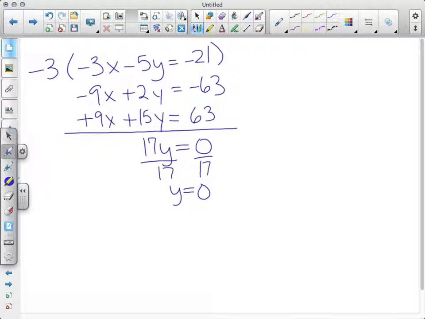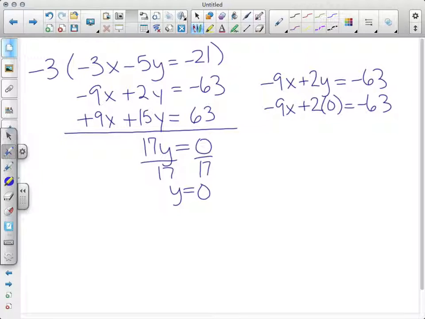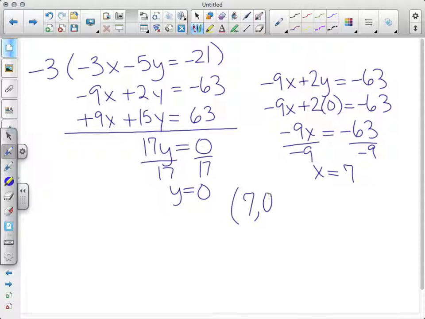Now I can go back up and I can plug into any equation I want. I'm going to plug into the second one here. Negative 9x plus 2y equal to negative 63. Y is 0, so I'm going to go ahead and plug that in. And I'm going to get negative 9x plus 0, so just negative 9x equals negative 63. And then when I divide by negative 9 on both sides, x is equal to positive 7. So my solution is 7, 0. That is where they cross.